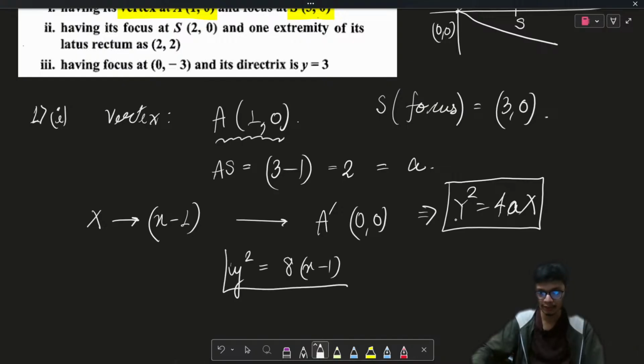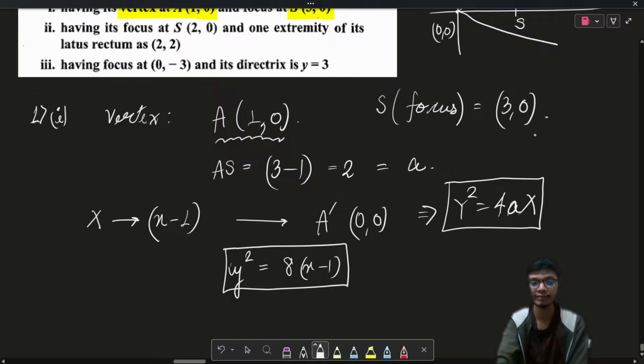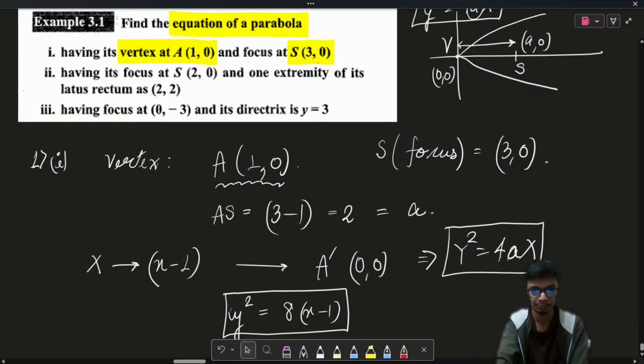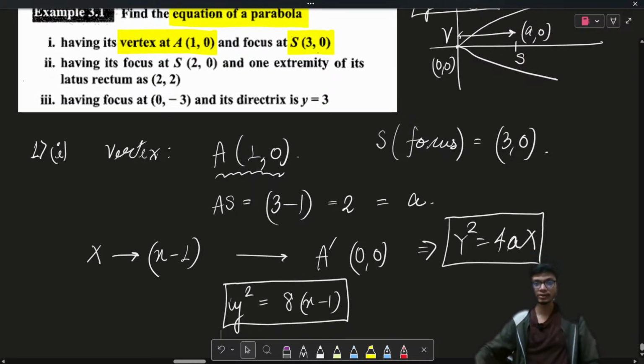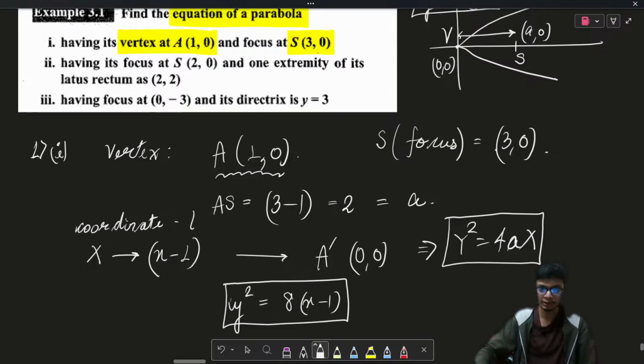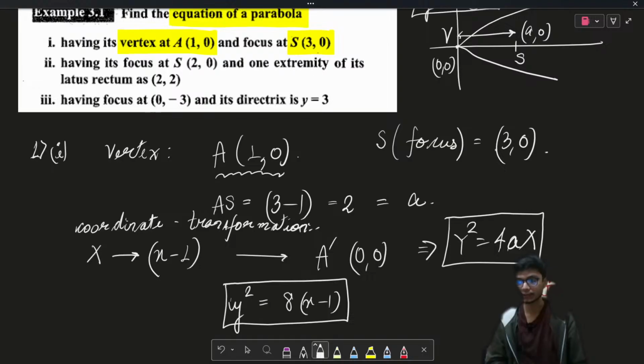So this is going to be the equation of the standard parabola having the vertex at 1, 0 and the focus at 3, 0. I hope this is clear from the previous discussion. This is simple coordinate transformation. Whenever the vertex is somewhere else, we just need to perform a coordinate transformation in order to get to the standard form of the parabolic equation. I hope this is clear to all of you, right?